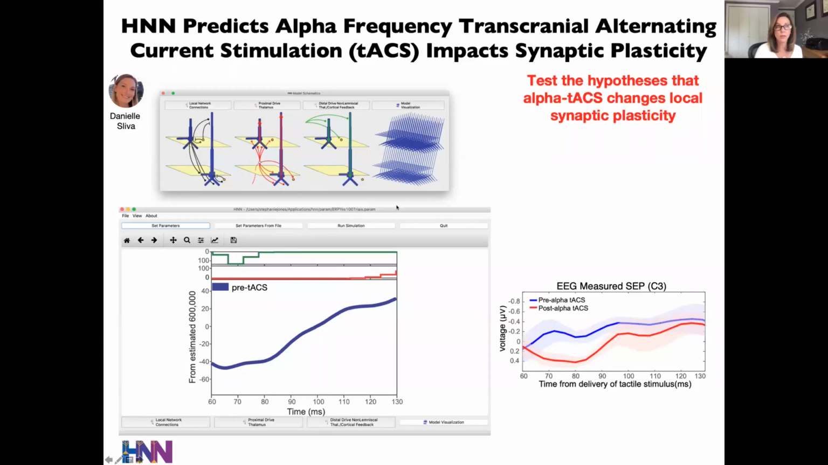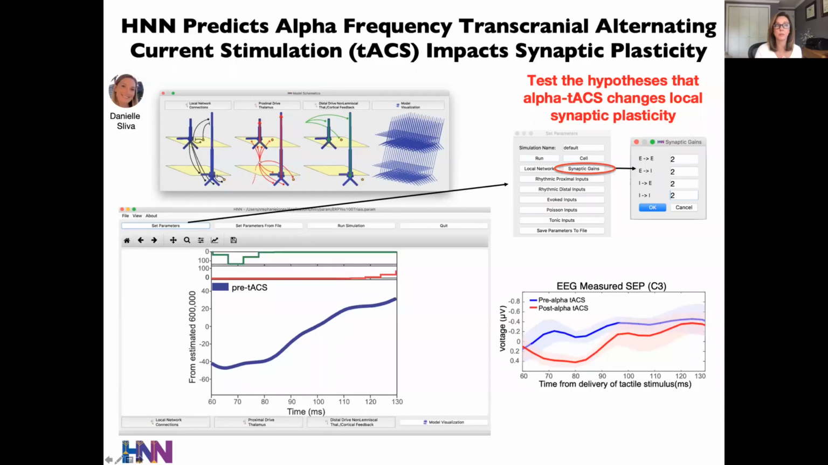And so to do that, you go into this set parameters button. We have a button here that represents the synaptic gains, or the strength between the connections, and you can change them by a multiplicative factor. And so the first thing we did is we said, well, maybe what's happening is that all of the synapses are being strengthened by a factor of 2.